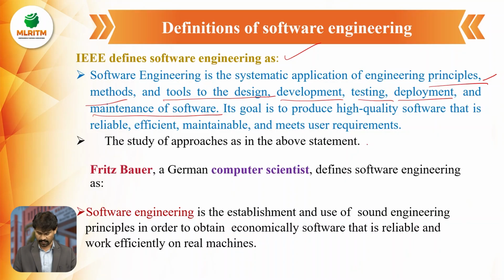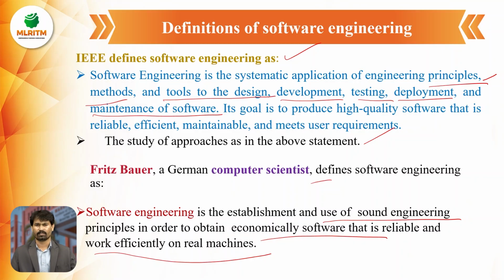Fritz Bauer, a German computer scientist, defined software engineering as the establishment and use of sound engineering principles in order to obtain economically software that is reliable and works efficiently on real machines. Whatever application you are going to develop, it must be economical, reliable, and it must work in an efficient way on real machines. We need to develop applications or software like this.